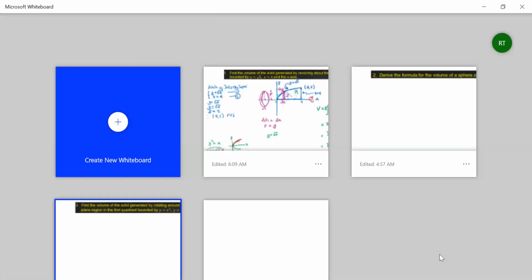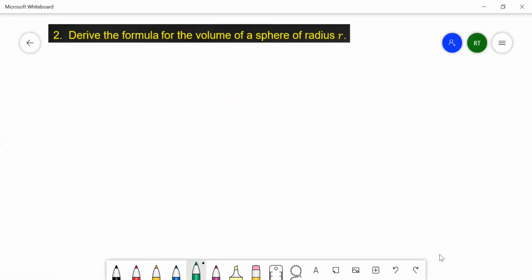Okay, and now the second example is on deriving the formula for the volume of the sphere of radius r. Now, of course, if we consider the volume of the sphere of radius r, our goal is to find the volume of the sphere. And the volume of the sphere, of course, is 4/3 pi r cubed, where r is the radius of the sphere.